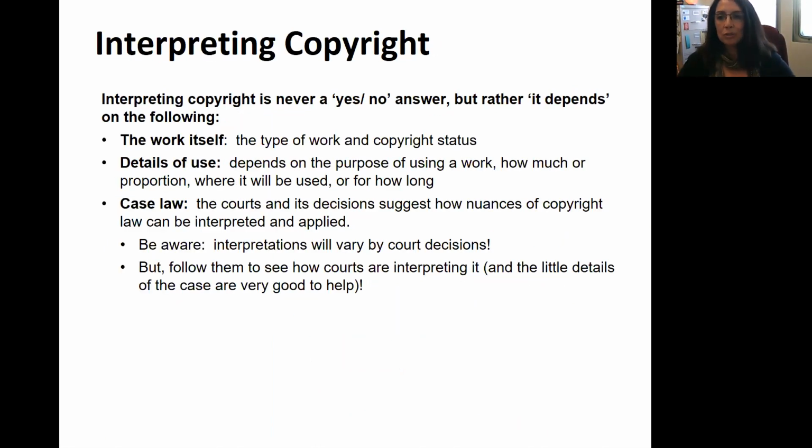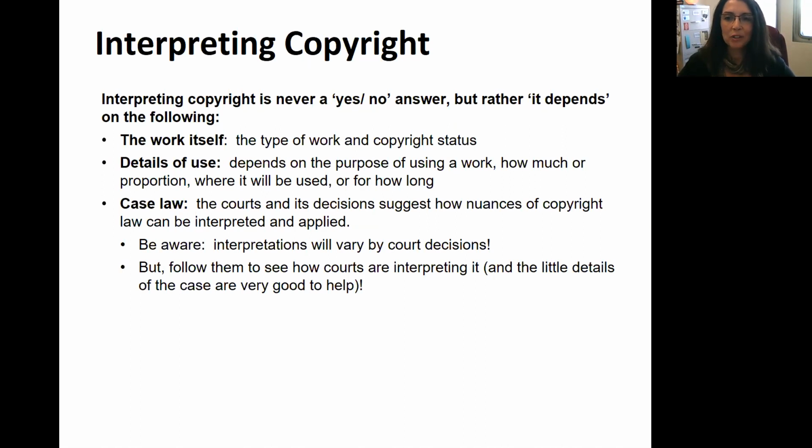So now we'll go to interpreting copyright, and I want to assure you this is just an introduction. I'd like to say that it does take quite a bit of time to learn copyright and to understand it before you could really start to interpret it, but I do want to get your feet wet and introduce you to what you can expect in doing that.